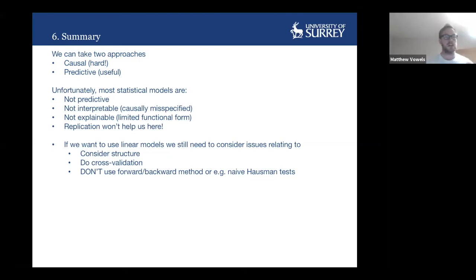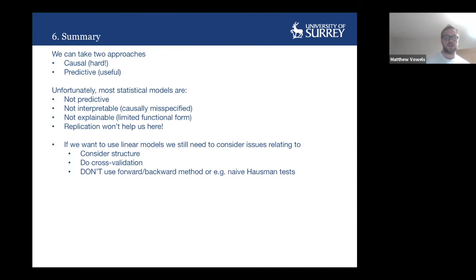Unfortunately, most statistical models are not predictive. They're linear, functionally misspecified, causally misspecified. They're not interpretable because of these issues, not explainable because of these issues, and replication won't do anything to help us. So we need to bear in mind that replication gets us so far, but it actually could be dangerous if you think it's the be all and end all, and all we need to do is just check that we get the same result twice. If your model's wrong, unfortunately, you're just going to get the wrong answer twice.